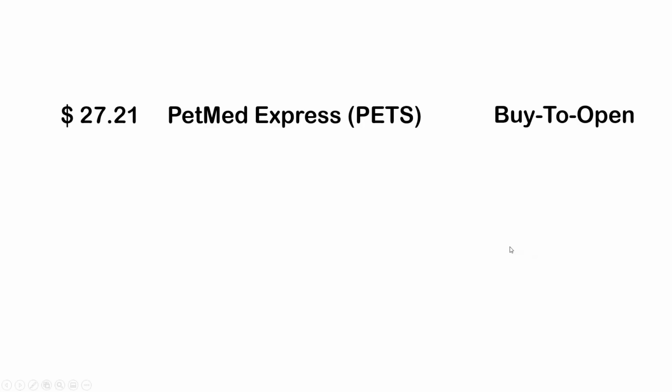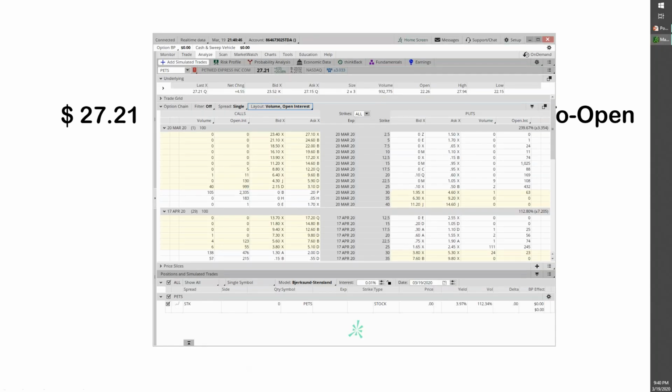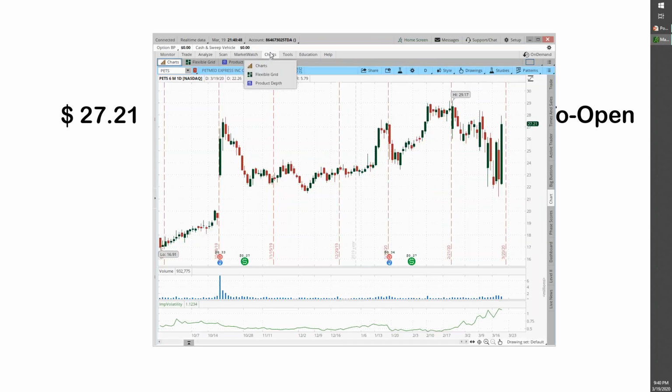Okay, so let's go through an example of PetMed Express. PetMed Express. What is PetMed Express? Has anybody ever heard of that company? Please raise your hand if you have. Let me show you the ticker symbol. Let me show you the chart, I should say. Here's the chart on PetMed Express. Sideways channeler. Been a little volatile recently.